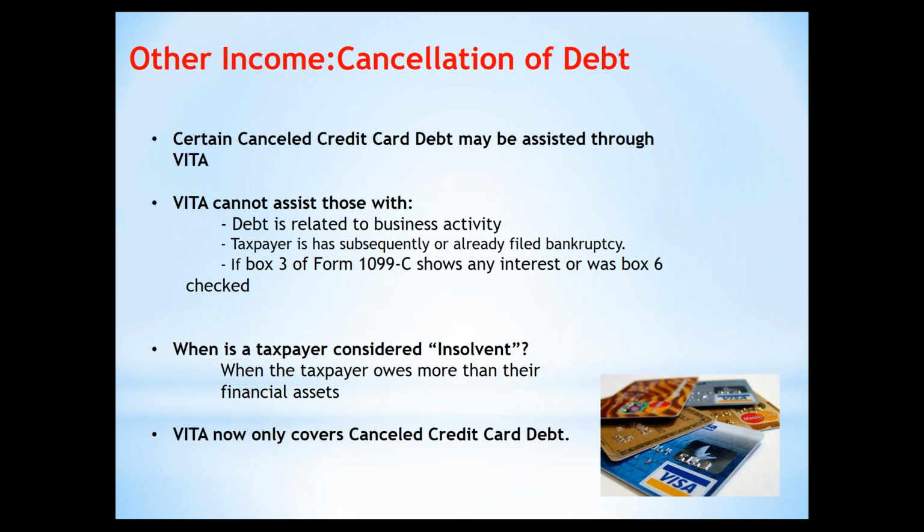Typically when somebody becomes insolvent, they have debt forgiven, and that could be anything from education debt to medical debt to credit card debt. Right now, the only debt that we can work with within the VITA scope is credit card debt, and it has to be a very low amount. So if it's anything other than that, then we have to refer the person out to a paid preparer. Also, if it indicates that the taxpayer is insolvent, then we have to refer that situation to a paid preparer as well.